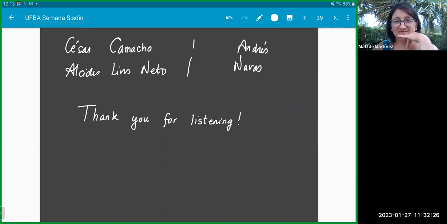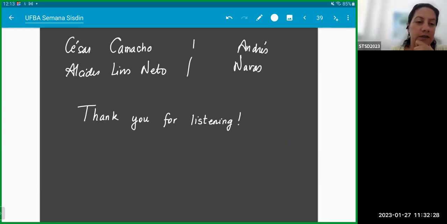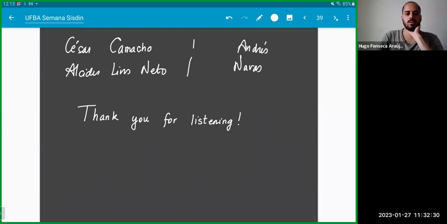Right. Obrigada, Matilde. Hugo, você quer passar uma pergunta? Era uma pergunta mais baseada, então, nessa direção. Ou falar inglês também, pode ser?